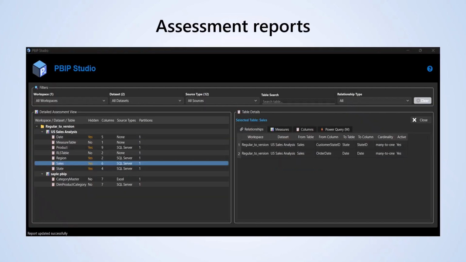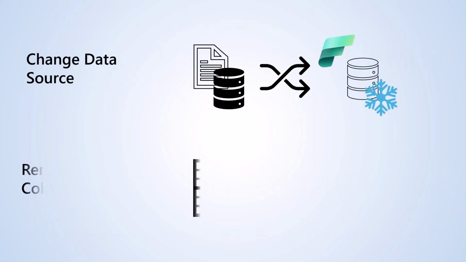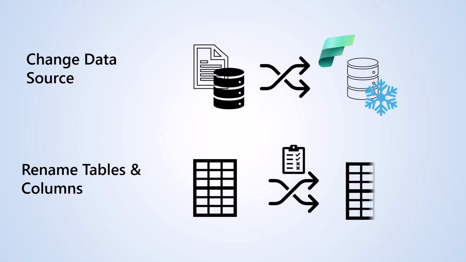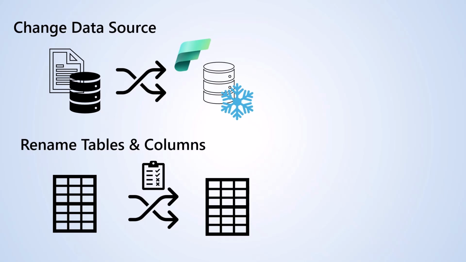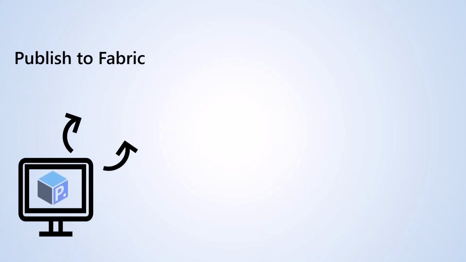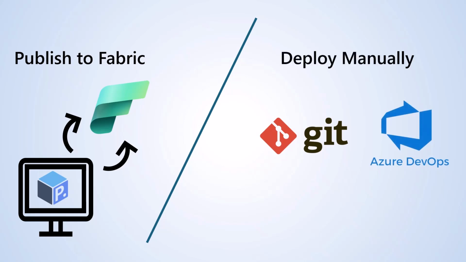PBIP Studio generates assessment reports across selected models, giving visibility into model structure, data sources, metadata, and scripts. You can update data sources and standardize tables and columns in bulk using repeatable rules, reducing manual rework and enforcing consistency. Before anything is applied, you can preview and validate all changes, then publish into Fabric or deploy through Git or Azure DevOps. Reduce bulk metadata updates from hours to minutes without losing control.